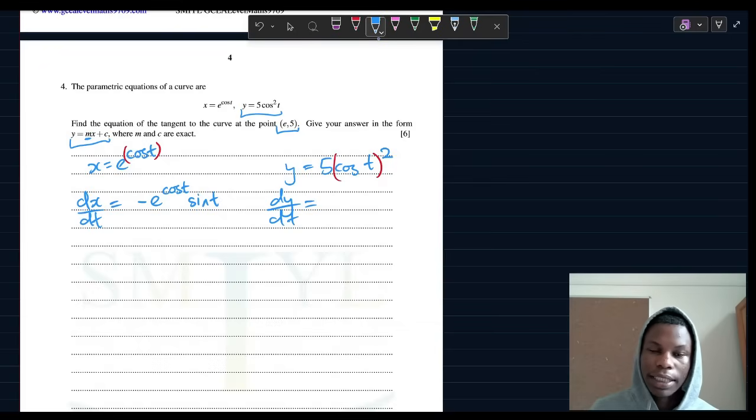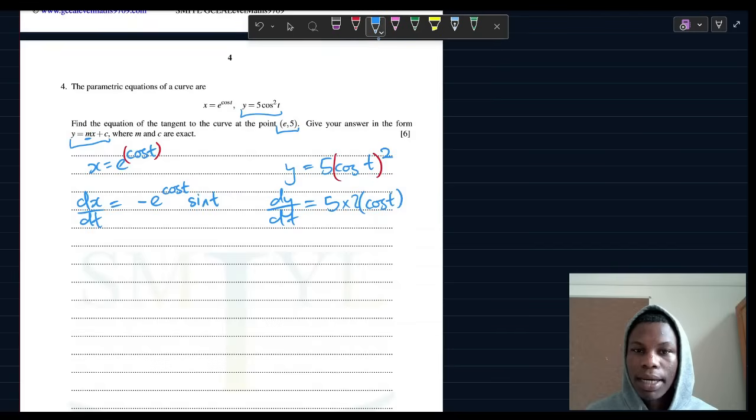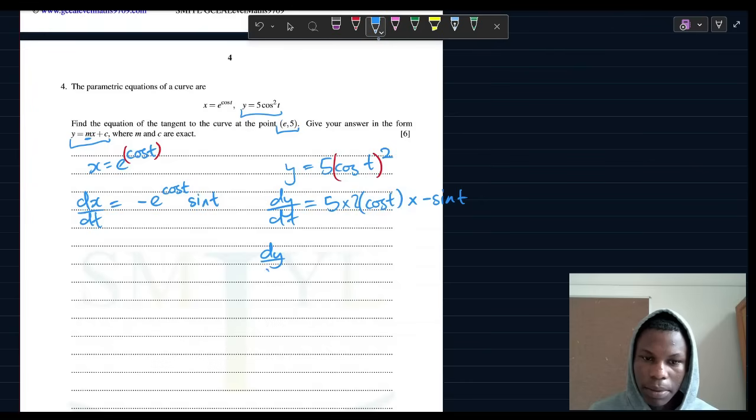So how do we differentiate? Using the power rule. Drop the power, so the 5 is still there, then drop that 2, your bracket remains, and subtract 1 from the power. So 2 minus 1, that just becomes 1. And now differentiate the inner function. So differentiate cosine of t, you're going to get negative sine of t. And that's your dy dt. Let's just clean it up. So that becomes dy dt is equal to negative 10 sine t cos t.